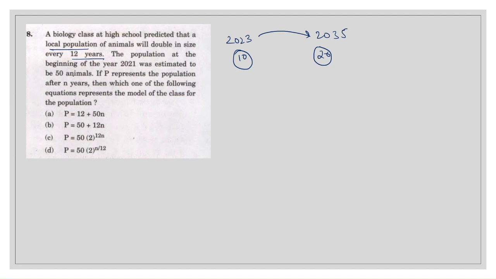Then they say the population at the beginning of the year 2021 was estimated to be 50 animals. That is in the year 2021, 50 animals है अभी currently हमारे पास. If P represents the population, यानी कि जो P है ये population है, after n years, n here is the number of years, n doesn't mean 12 years, n means number of years. Then which one of the following equations represent the model of the class for the population?